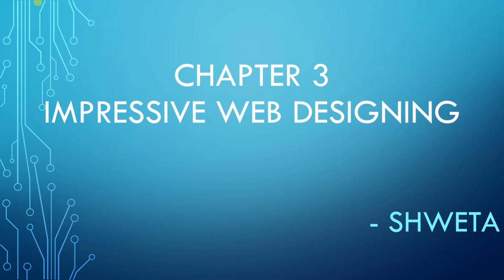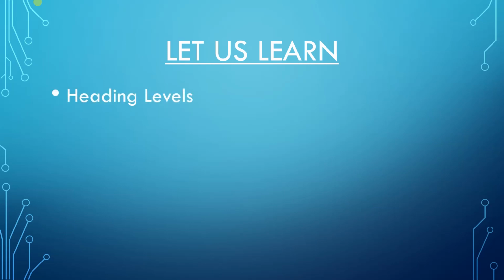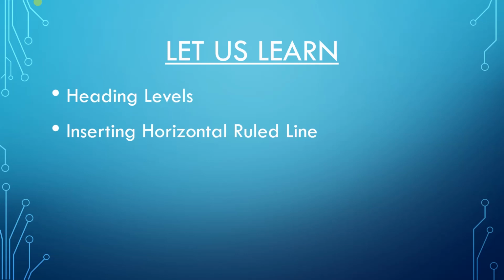In the last lecture we studied some tags like bold, italic, underline, subscript, superscript, big, small. All these tags we have studied. So what are they? They are nothing but text formatting tags, right? Today we are going to study two more new tags. In today's lecture, we are going to study heading levels and inserting a horizontal ruled line. So let us see one by one.